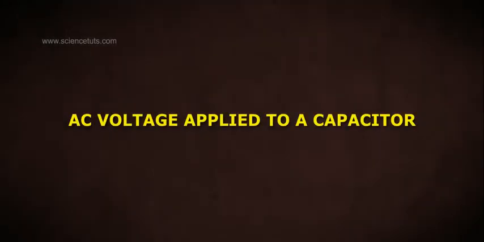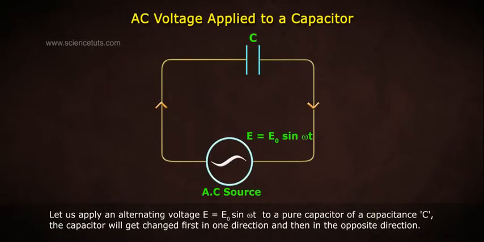AC voltage applied to a capacitor. Let us apply an alternating voltage E equals E naught sine omega t to a pure capacitor of capacitance C. The capacitor will get charged first in one direction and then in the opposite direction.